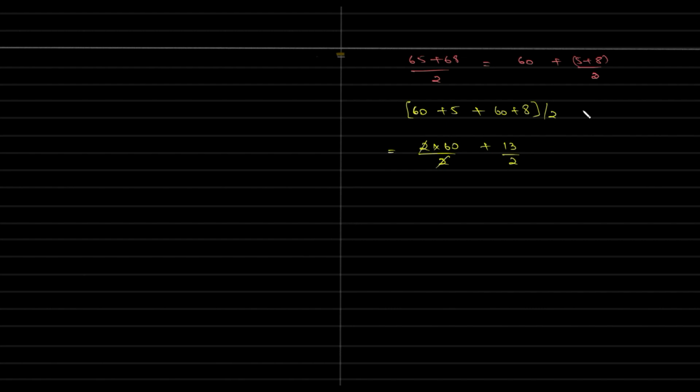Again, I'll just show it over here. (60 into 2 plus 13), this entire thing is divided by 2. So I'll use the distributive property. There are two terms, first term and second term. So I'm dividing the first term by 2, second term by 2. That's all I've done. So 13 by 2 is 6.5. So this is 66.5.